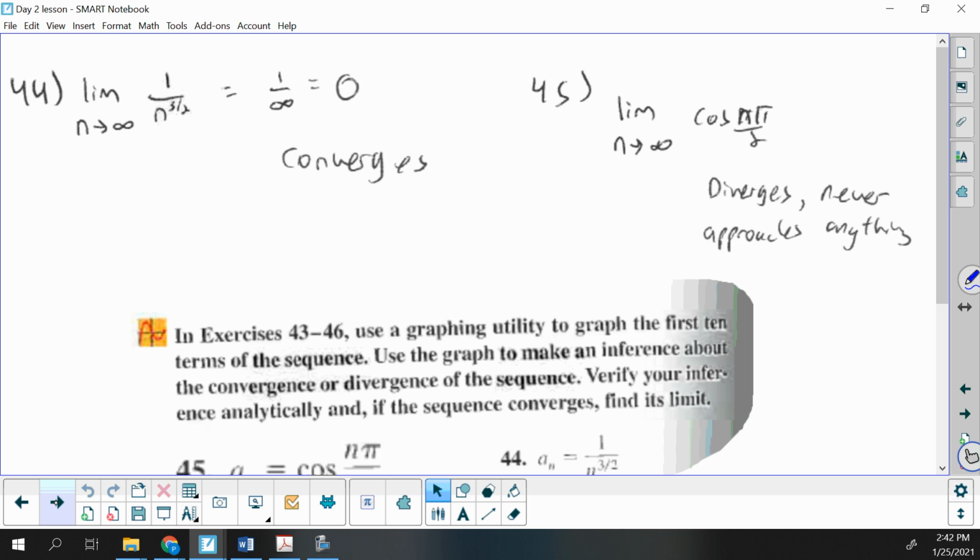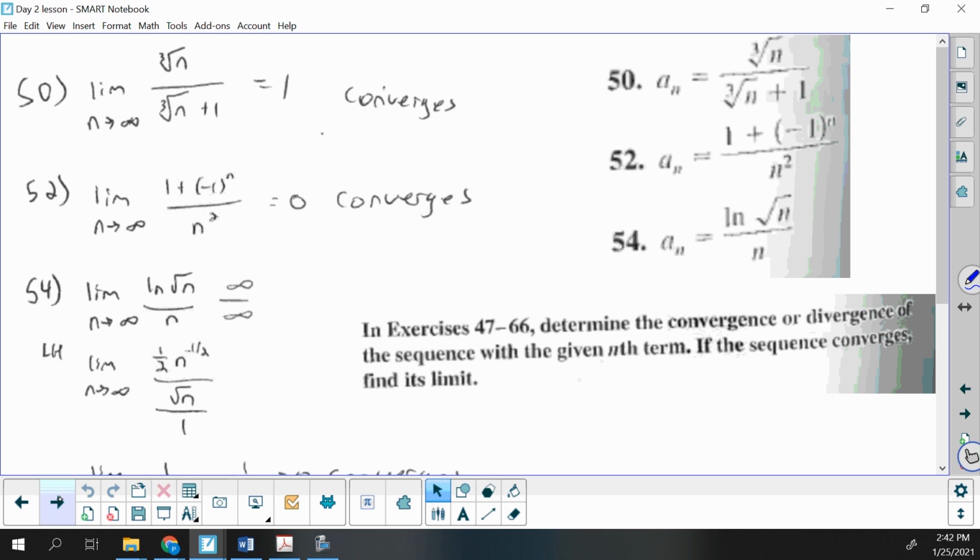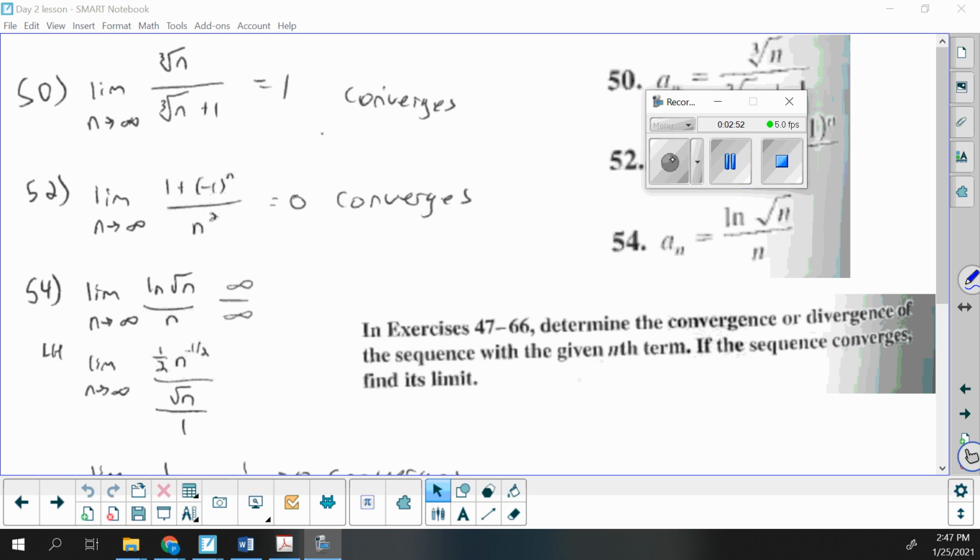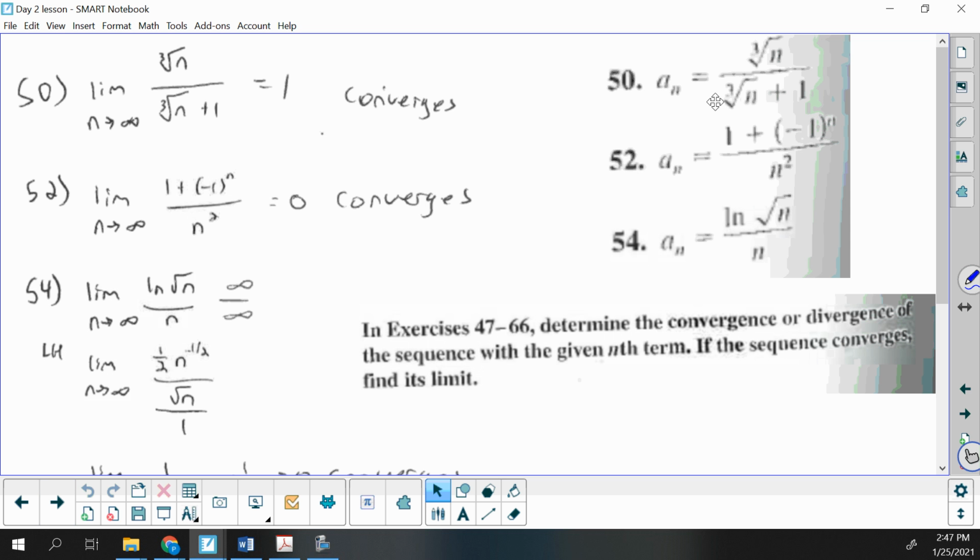As n gets huge, the denominator gets huge, the numerator stays the same, so that should get close to 0. 45 would diverge because it's just going to bounce in between things. It will never approach anything. So that diverges. In 50, think of it as ratio of leading coefficients. They both have a leading coefficient of 1, so 1 divided by 1 is 1, so it converges.